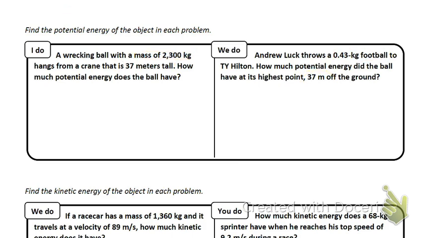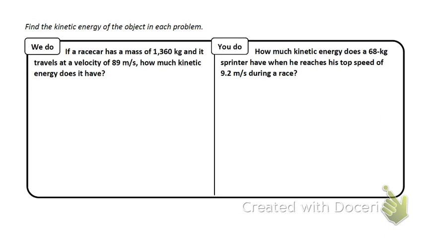Okay, the next examples say find the kinetic energy. So remember the kinetic energy formula. You do 1/2 times the mass times velocity squared. For the first one, we have a mass of 1,300 kilograms. That goes in the M spot. And velocity is 89 meters per second. So they told us that's our V.